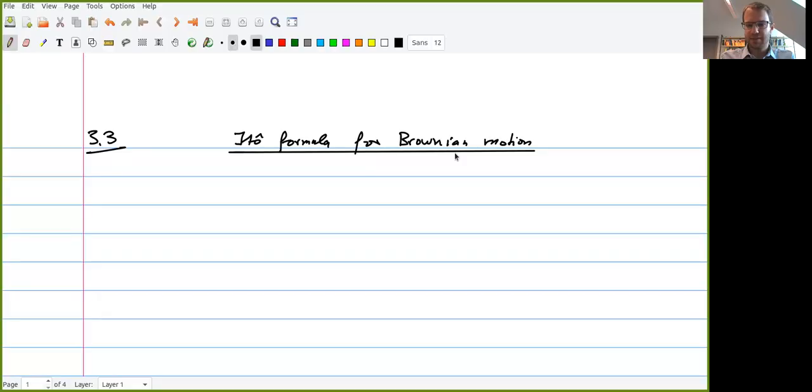Welcome to the video on Ito's formula for Brownian motion. What we have already discussed in the introduction is that if we have such an Ito integral, which might be suitable for applications in finance, we cannot expect that it fulfills the classical fundamental theorem of calculus. And Ito's formula is the corresponding formula for the Ito integral.